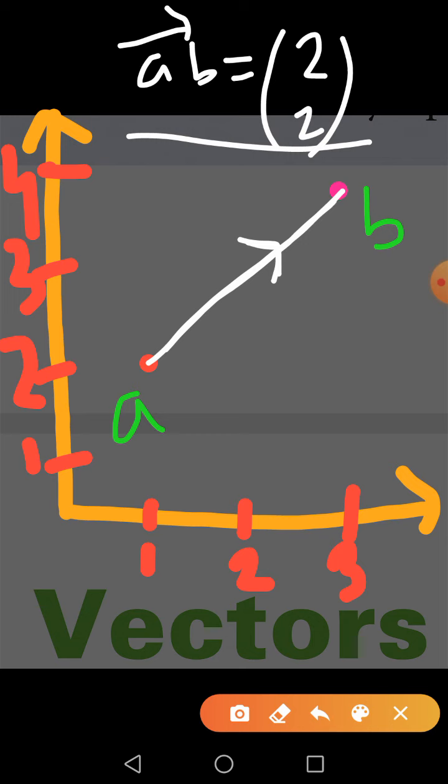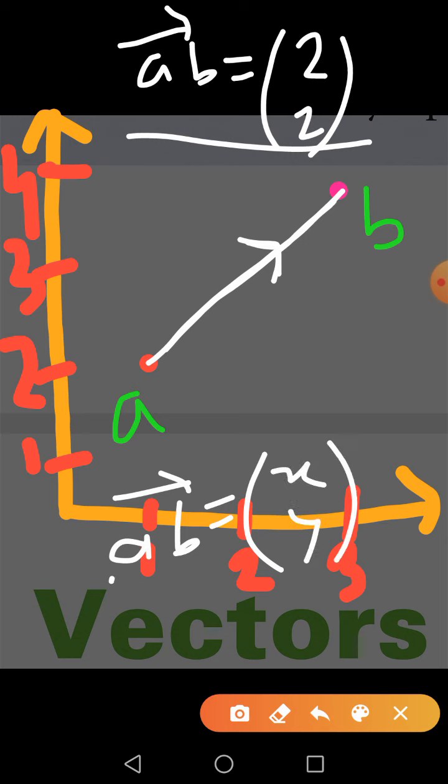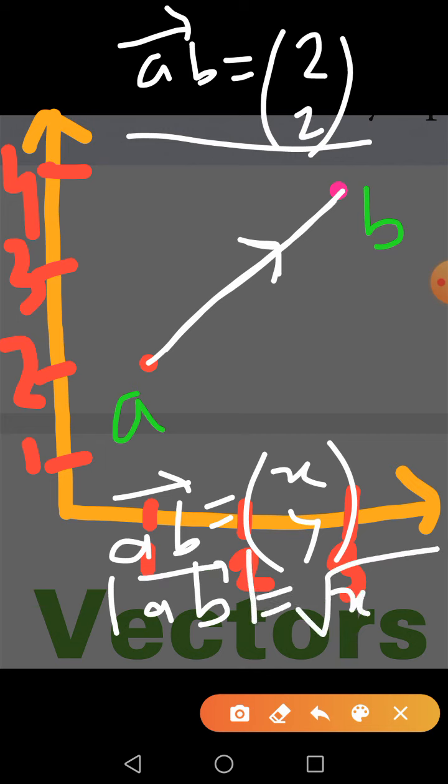And the formula for finding the modulus is, if a vector is given as x and y, then the modulus or length of the vector would be equal to root over x square plus y square. Okay. So this is the formula for the modulus of the vector.